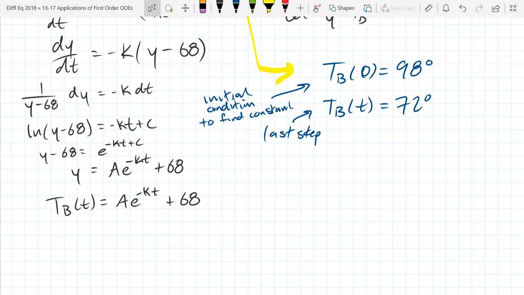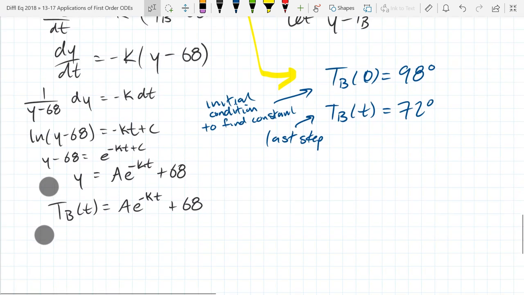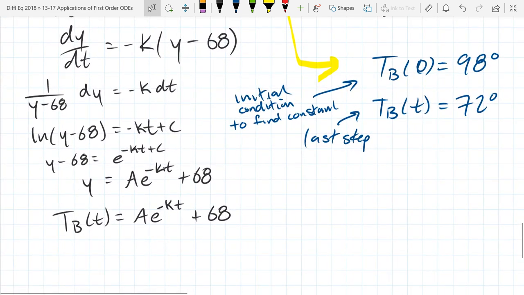So any differential equation question before we get into plugging things in and more algebra? So how do you know? Why can't you also have like one algebra? Oh, it definitely could.